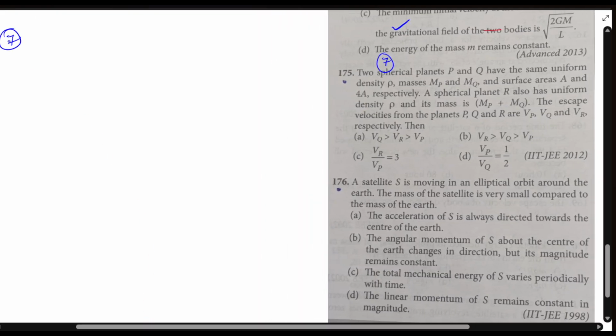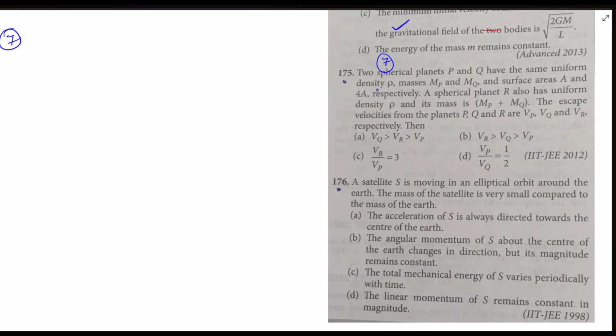So we have two spherical planets, P and Q, with the same uniform density and masses as given, with surface areas A and 4A. The spherical planet R also has uniform density rho, but its mass is as given. We have to find the escape velocities. So let's make the diagrams first. Let's say this is P, this is Q, and this is R.